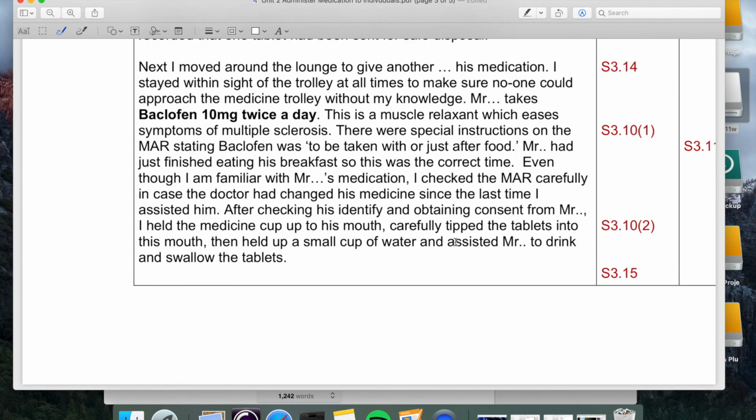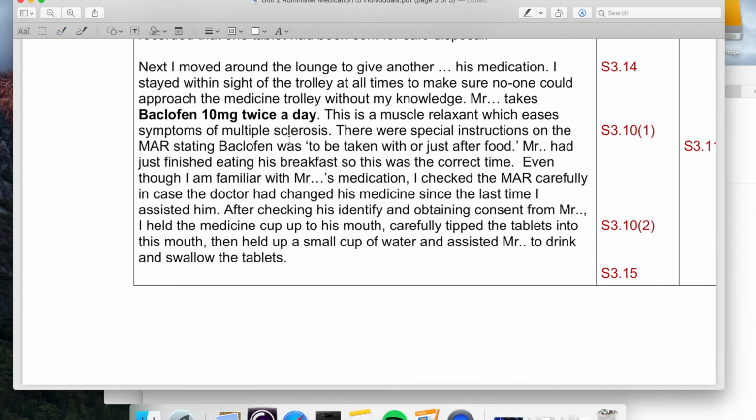Next, I moved around the lounge to give another person, so-and-so initials, medication. I stayed within sight of the trolley at all times to make sure no one could approach the medicine trolley without my knowledge. Mr. So-and-so takes baclofen 10 mg twice a day. This is a muscle relaxant which eases symptoms of multiple sclerosis. There were special instructions on the marksheet stating baclofen was to be taken just after food. Mr. So-and-so had just finished eating his breakfast, so this was the correct time to administer this medication.